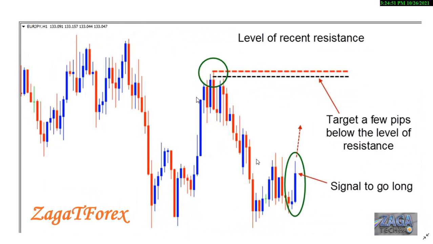Now let's take a look at a buy scenario. Take a look at this level of recent resistance. You see, this has formed a level of resistance. Now we target a few pips at this area. Now we have a buy signal at this area. Remember, we had a sell signal here, and this is the buy signal. So this is the most recent area of resistance.